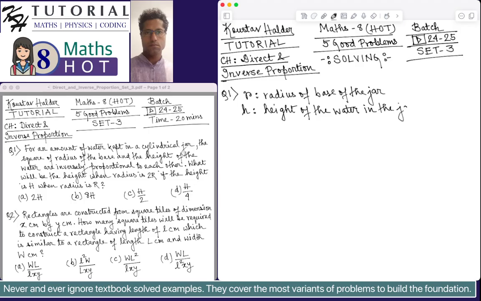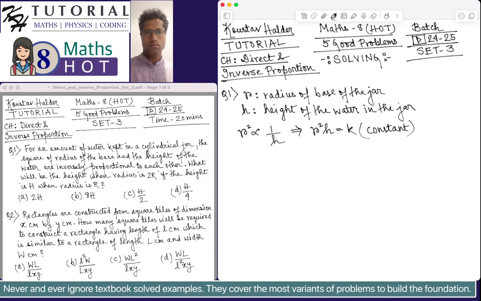Now it is also given that the square of radius of the base and the height of the water are inversely proportional to each other. So we can say the square of the radius, r square, is inversely proportional to height. So we have this: r square is inversely proportional to h. Since these two quantities, r square and h, are inversely proportional to each other, their product must be constant. So we can say r square h will be a constant. We don't know the constant, but it will be some constant, which is known as the constant of proportion or variation.